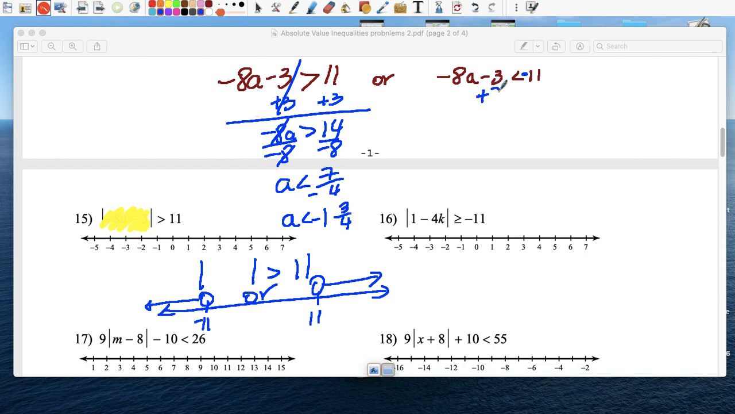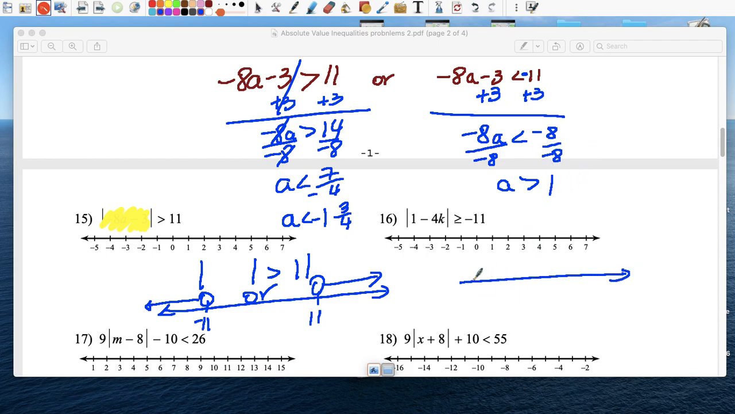So again, plus 3, we get negative 8a less or equal to negative 8. Divide both sides by negative 8, and a is going to be greater than 1. Remember, when we divide by a negative number, we have to switch the sign the other way. So my number line looks like this. It has to be greater than 1, or you can pick values for a that are to the left of negative 1 3/4. So any number in between here, you can't use.